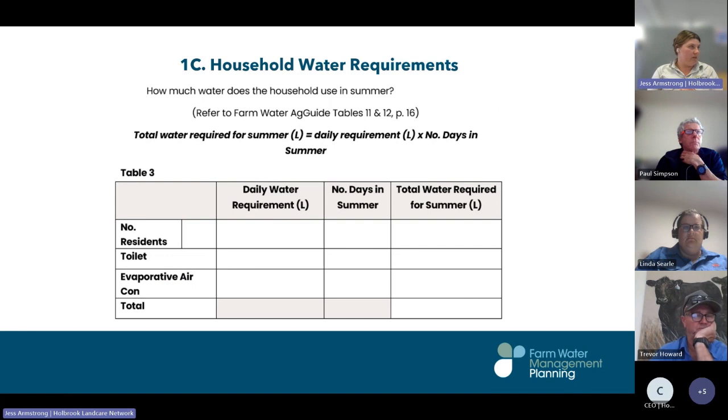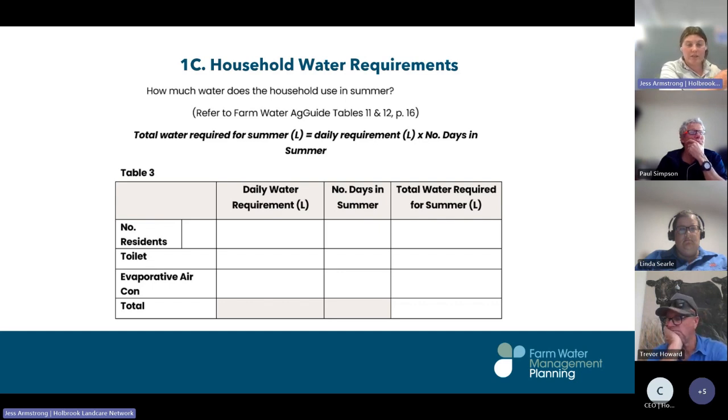The next one that we're going to go through is the household water requirements. And what I have done for this example is I've cheated. I've used the easy table, which is table 11, on page 14 of your farm water audit workbook, because it provides just an easy way of calculating your approximate household requirement for that summer period.